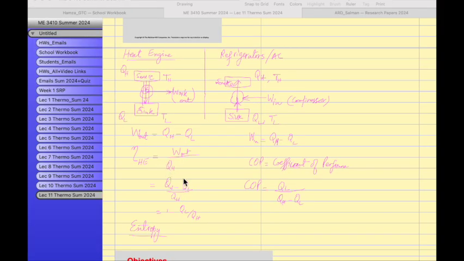The thermal efficiency of the heat engine is the work output divided by the heat supplied. The work output can be written as the difference between the heat supplied minus the heat rejected. This is in the numerator, and the denominator is the heat supplied, and you get this final answer: 1 minus QL over QH. This is how you find the efficiency, multiplied by 100.